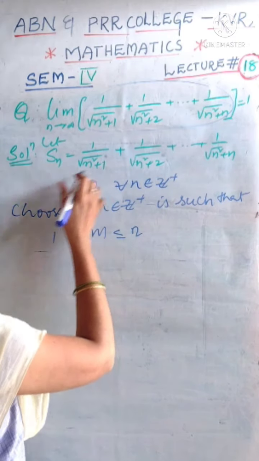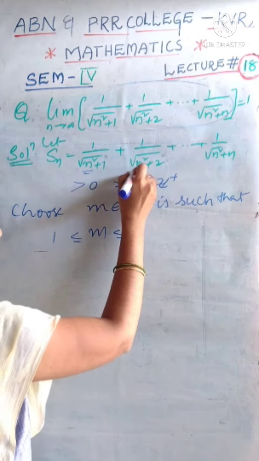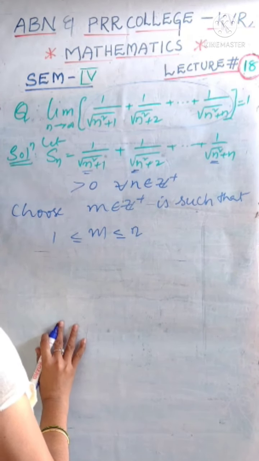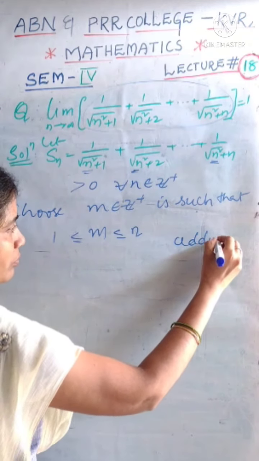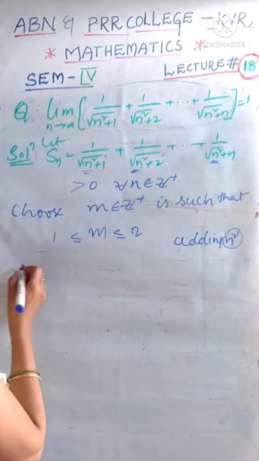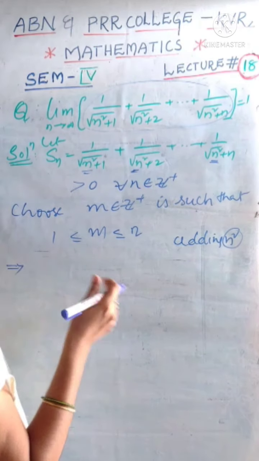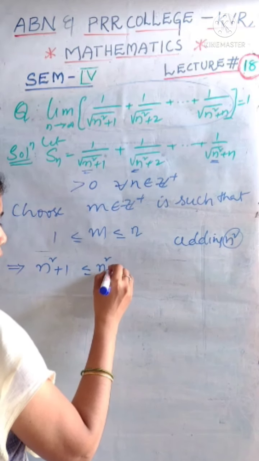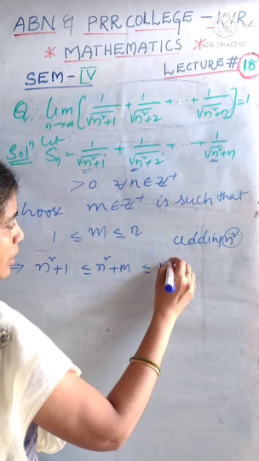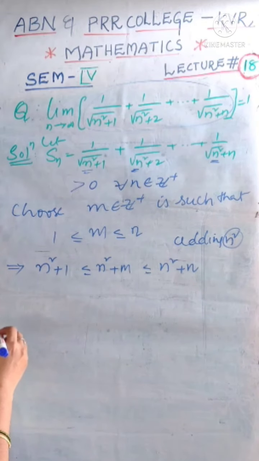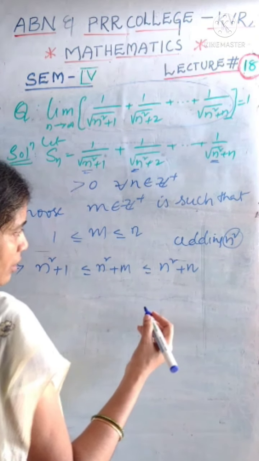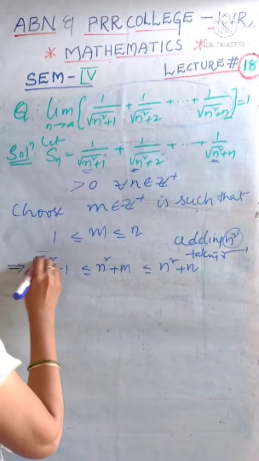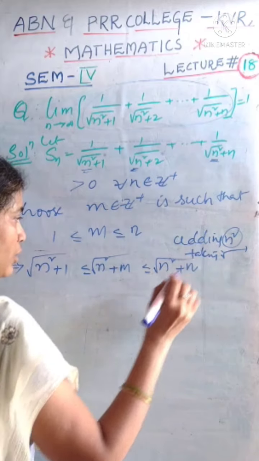For that, let us observe Sn. In each and every term of Sn, we have a constant term n square. So, adding n square on both sides, because it is a positive number, there is no change in the inequality. n square plus 1 is less than or equal to n square plus m, less than or equal to n square plus n. Taking positive square root on both sides, we get the same inequality, no change.